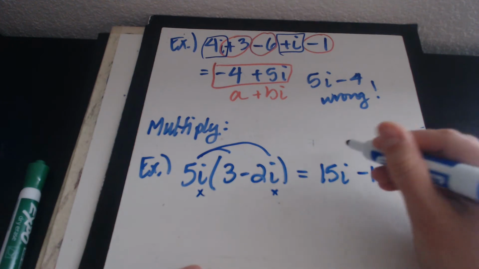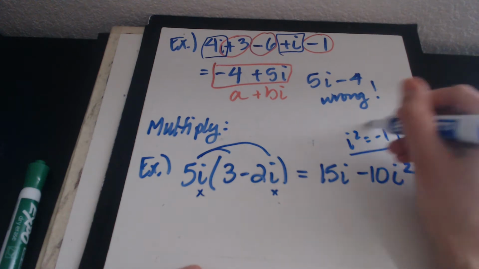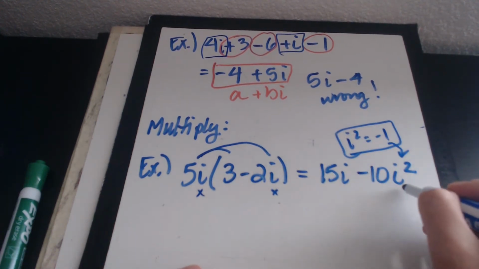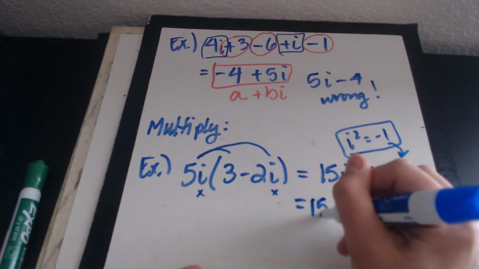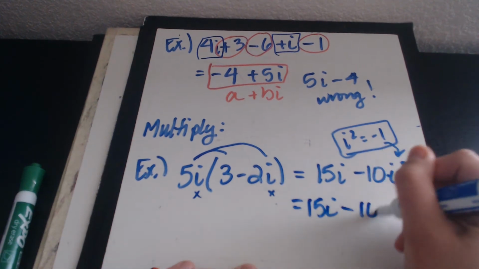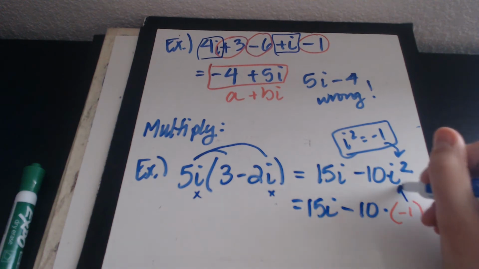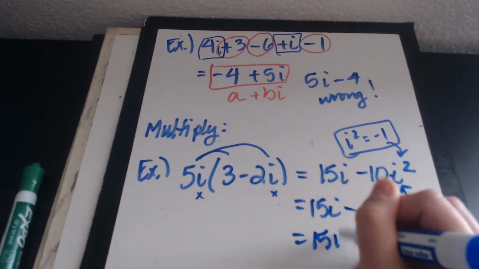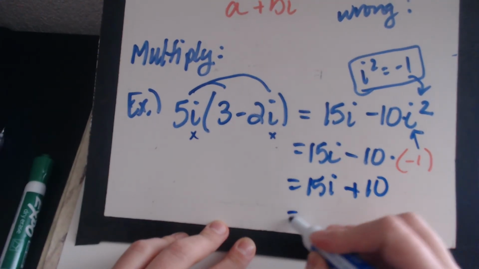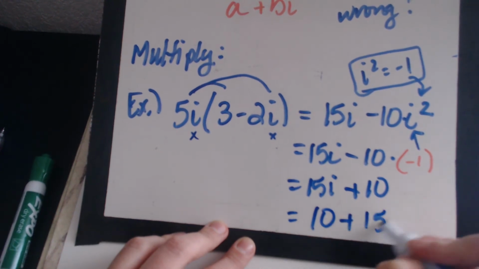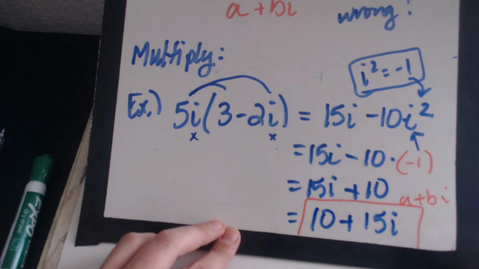Now, based off of last lesson, remember that every power of i is equal to something else. So in this case, i squared is really equal to negative 1. So I'm going to substitute that in. Now it's important to understand this is negative 10 times i squared. So when I substitute that negative 1 in, this is going to become negative 10 times negative 1. So this is what's replacing the i squared. So I'm going to have 15i plus 10, but then because this is not in the correct form, I actually have to flip this around, 10 plus 15i, and now it's in the a plus bi form.